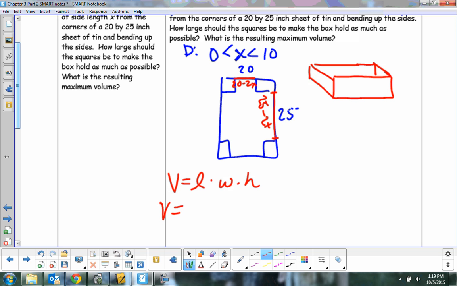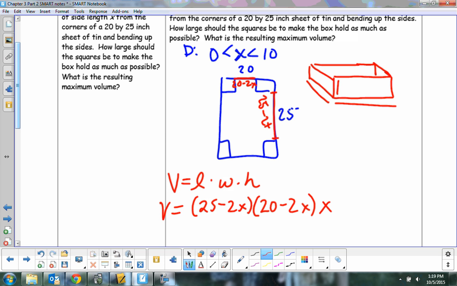But what can we put in? What's the length of that box? What's the width of that box? And what's the height of that box? 25 minus 2x, 20 minus 2x, and x. Is that okay?